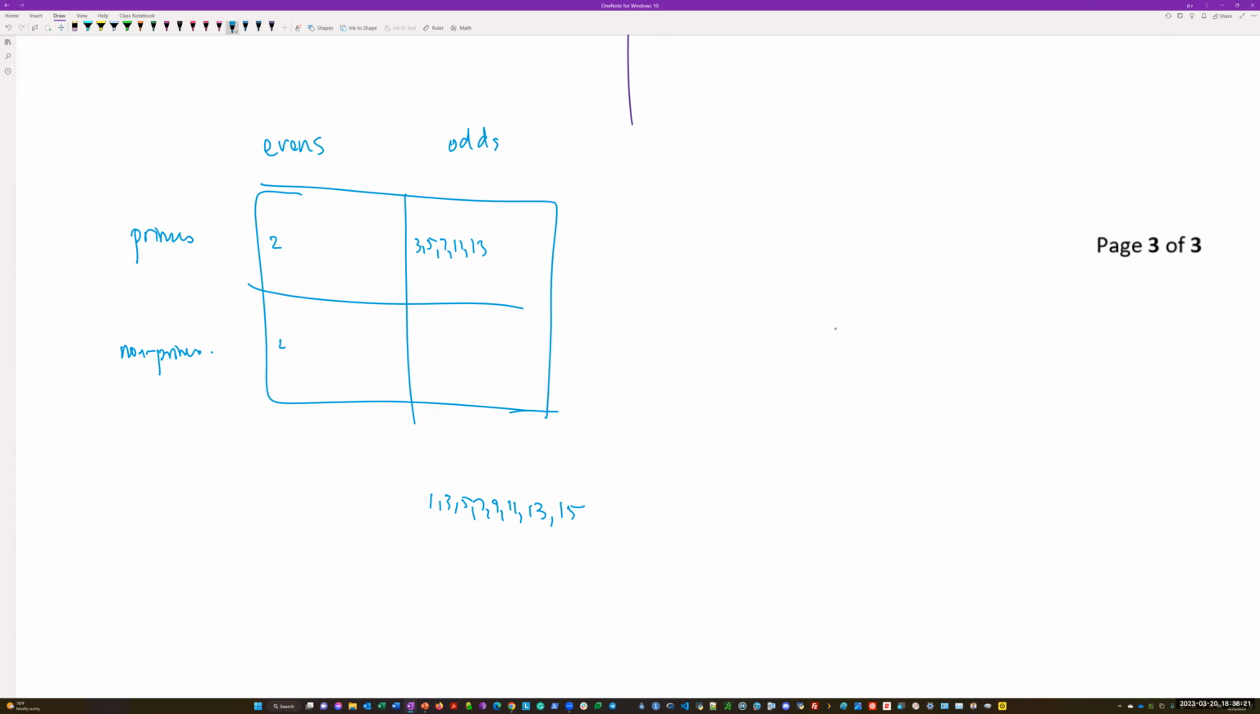Non-primes that are even is what? 4, 6, 8, 10, 12, 14. Odds that are not prime is 1 and 9 and 15. Does that make sense? I think that should be all of them. Let's make sure I put all of them here. So this is 6, or it's 5 plus 1 is 6. This is 3 is 6 is 9. So we have 15 total. So this looks good. Does that make sense?